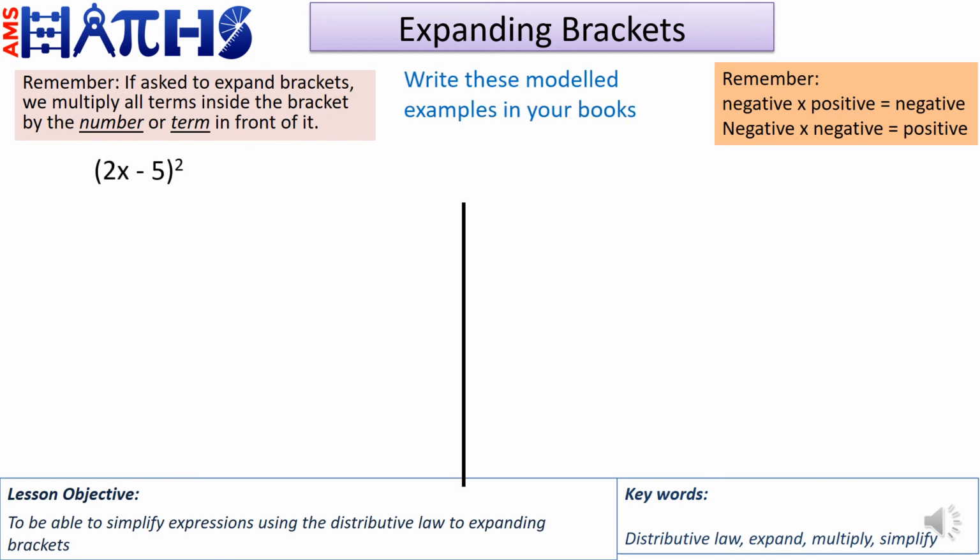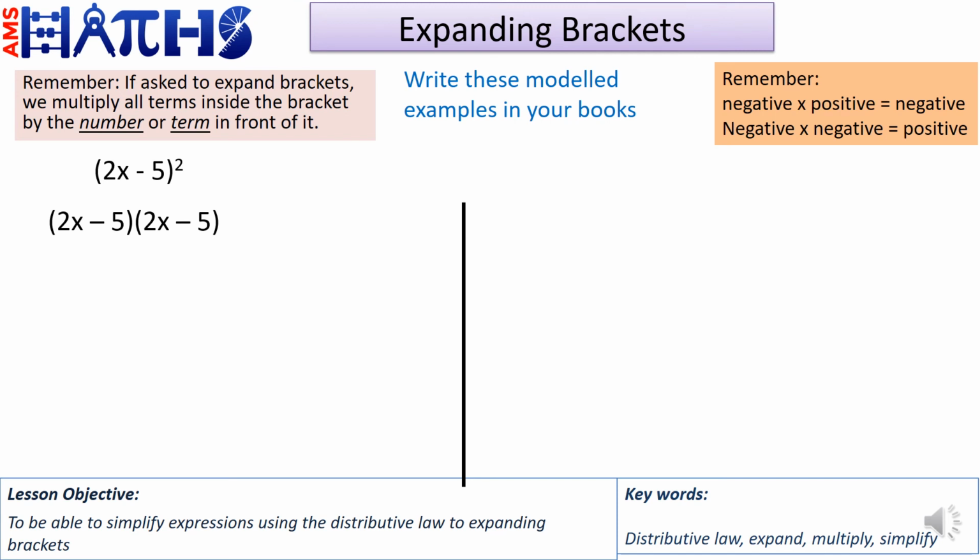Now here we have a problem. 2x minus 5, all in brackets, and we should square that. And what does this mean? Since we're squaring the bracket, it means the bracket is being multiplied by itself. So therefore it's 2x minus 5 times 2x minus 5.